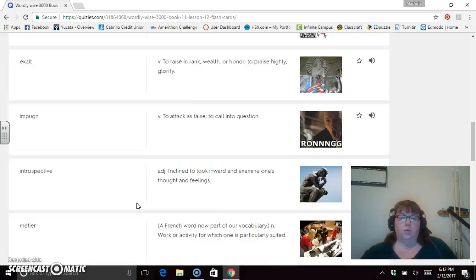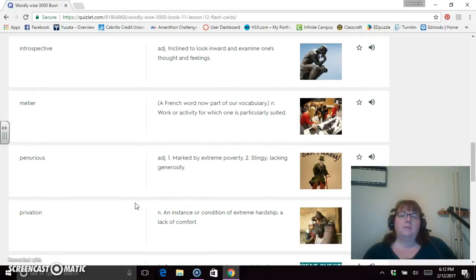Now, our next word, métier, is our first French word for this lesson. Oddly enough, this lesson has 2 words that are French that are now part of the English vocabulary. Métier, the R is kind of silent. Work or activity for which one is particularly suited. So the idea here is that it's what they are meant to do. My métier is to be a teacher. I am very well suited for it, my passion, my outgoingness. Some people have that métier to be a violin player or to be a doctor, but it's something that it's ingrained in them, and it's who they are, and it's what they're meant to be.